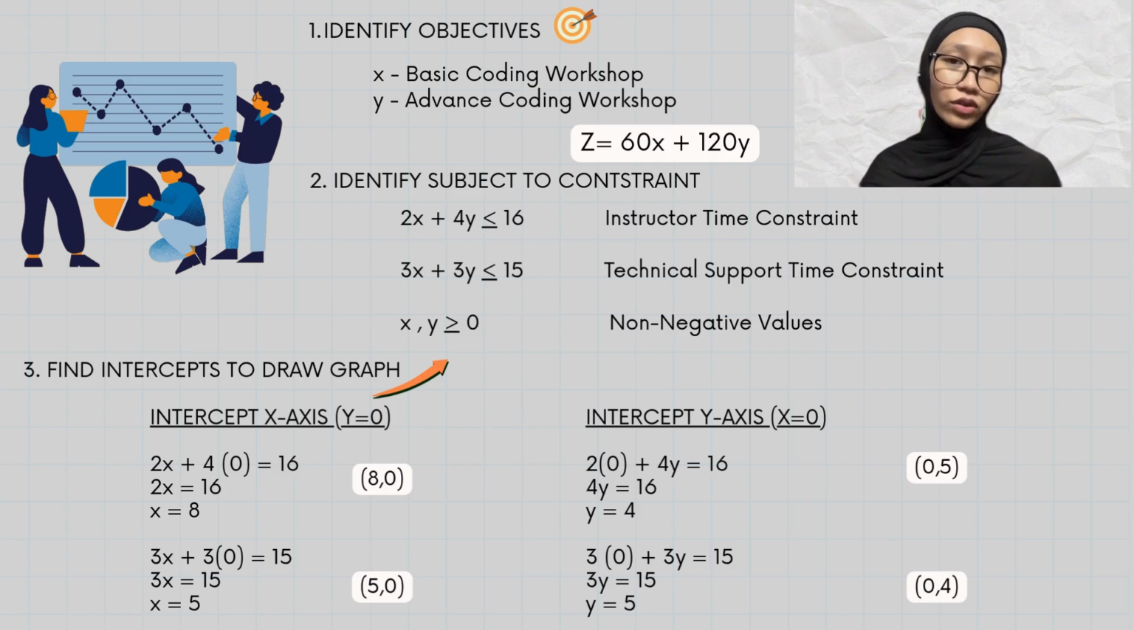Here is the full calculation to find the intercepts for this question. The first equation is 2x plus 4y equals 16. Therefore, x is 8 while y is 4. For the second equation, 3x plus 3y equals 15, x is 5 and y is 5. These points will help us draw the boundary lines.